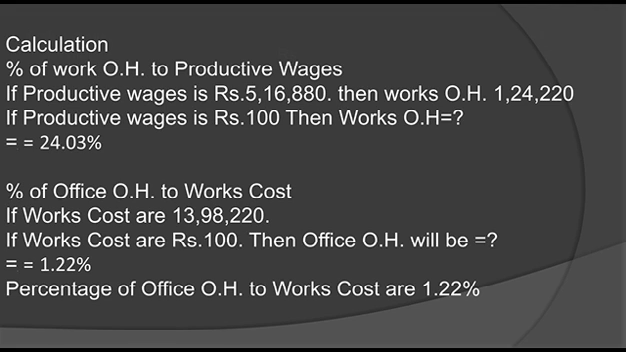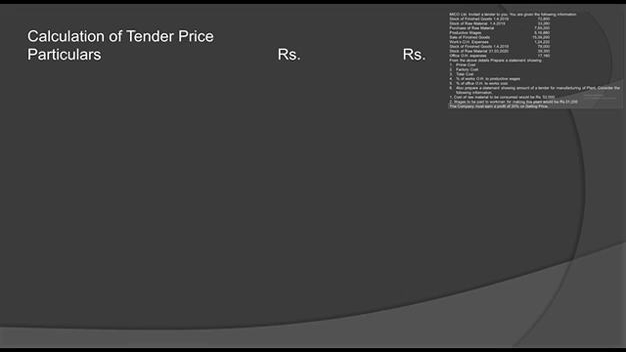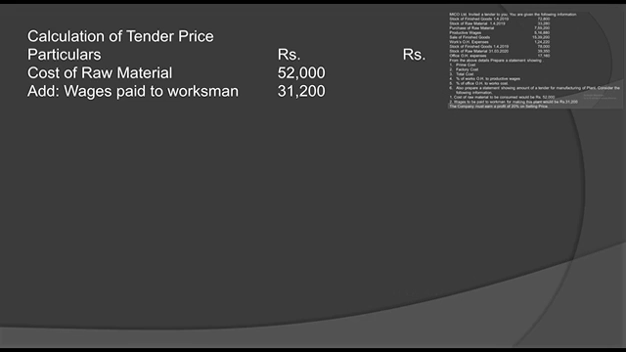As 24.03 and 1.22%, these two percentages are calculated, we can now easily calculate the tender price of a plant. Let us see. For calculating the tender price of a plant, we have prepared three columns: one is per, second is rupees and third is rupees. First, as per the given information, we will take the cost of raw material 52,000 for a plant, and second, wages paid to workman 31,200. As direct expenses are not given, its total will be 83,200 as prime cost.